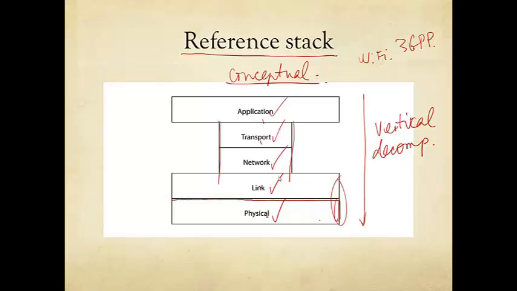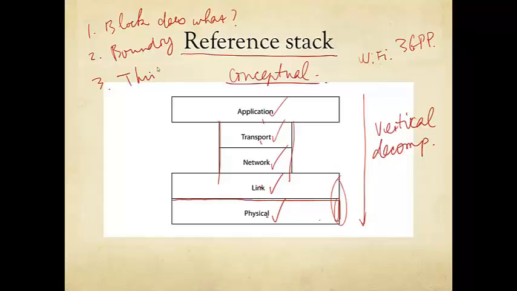So 3 questions. 1, what does each block do? 2, the notion of this boundary between blocks. And 3, why is there a so-called thin waist? Because it's sort of like the waist part of a human being. Well, let's answer this one first. This is easy to answer.